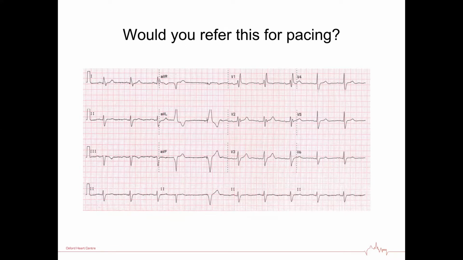Let's take our stepwise approach again. It doesn't look completely normal, does it? But let's take a look step by step. So the rate, we've got 1, 2, 3, 4. Slightly different appearance of the complex, but include it, 5, 6, 7, 8, 9, 10. So it's about 60. Rhythm. Does it look regular? I'd certainly say so. There's about 4 and a bit. And again, you could map that out if you weren't sure, but that's regular.